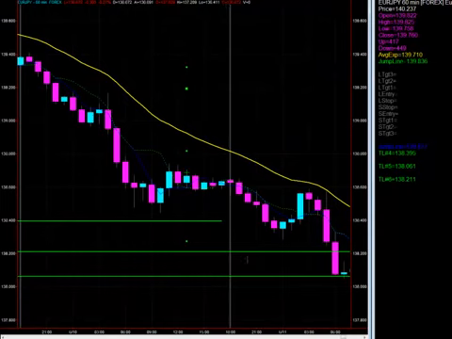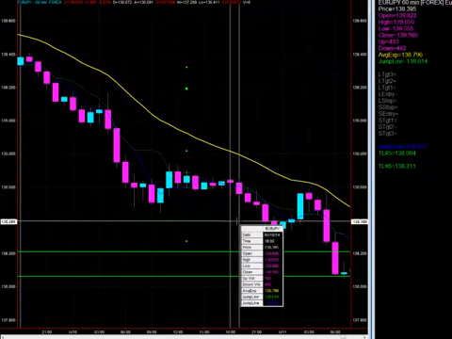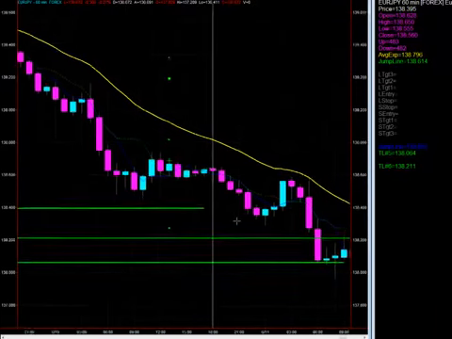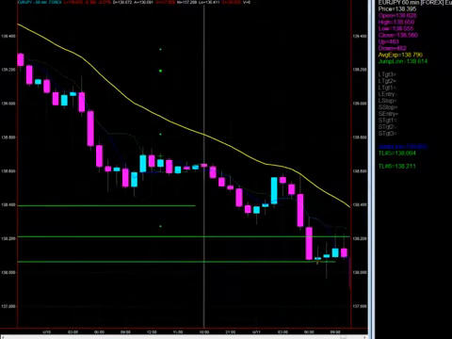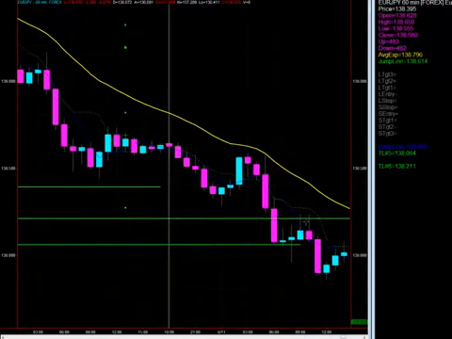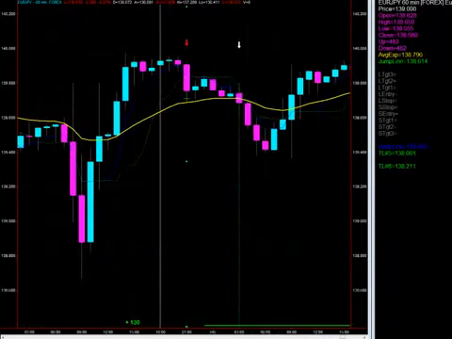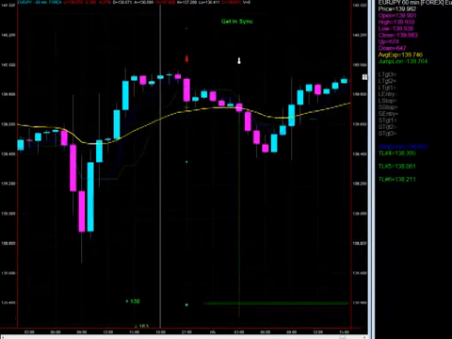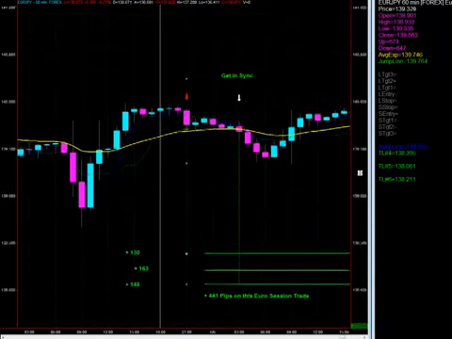I drew horizontal lines so that we could see the targets. It finally hits the second target here, where we're able to take a third off. It hits the third target here, and then it comes back up and stops out with the trailer here. This was a huge trade. In fact, I rolled back to the beginning so that we could look and see how big this trade was.